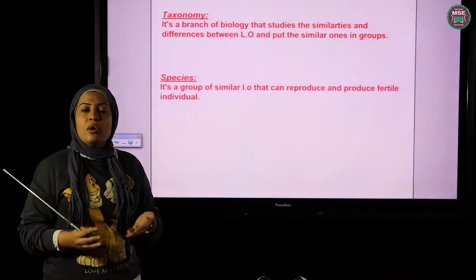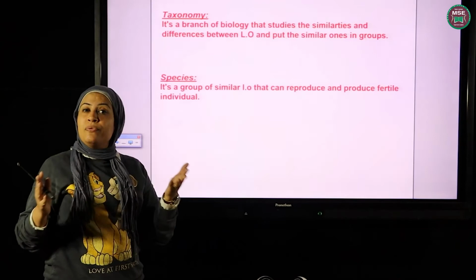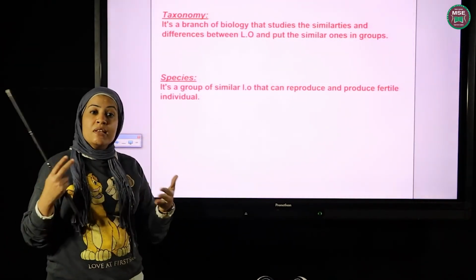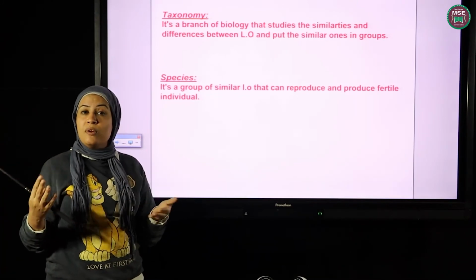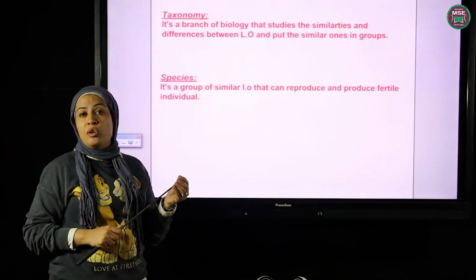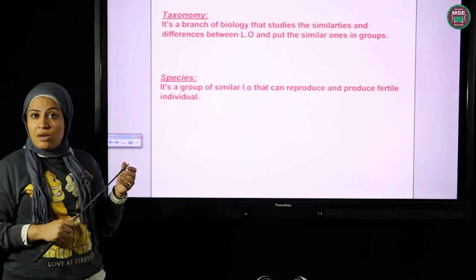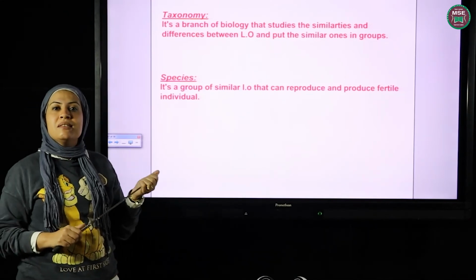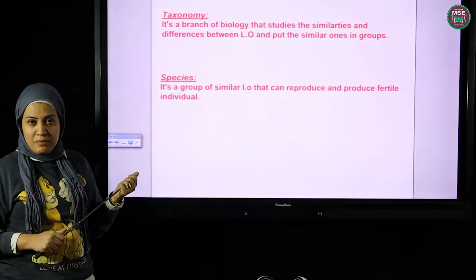The classification and diversity of living organisms is a branch of biology that studies the similarities and the differences among living organisms. And this branch of biology is called taxonomy. So what is the meaning of taxonomy? It's the branch of biology that studies the similarities and the differences among living organisms.